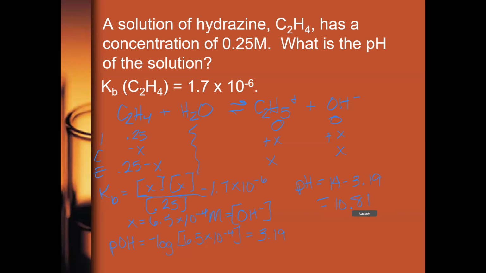That's a common mistake, is people will take the X and tell me that the pH is 3.19, but you cannot find pH from hydroxide. So you have to find either H plus to then change into pH, or you have to find pOH to then change into pH.